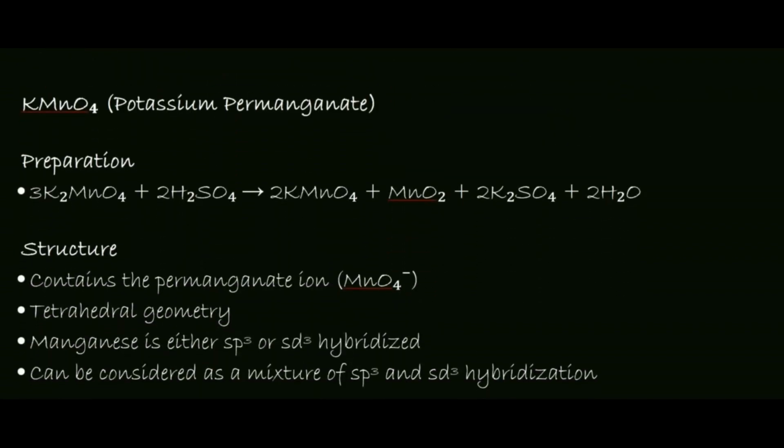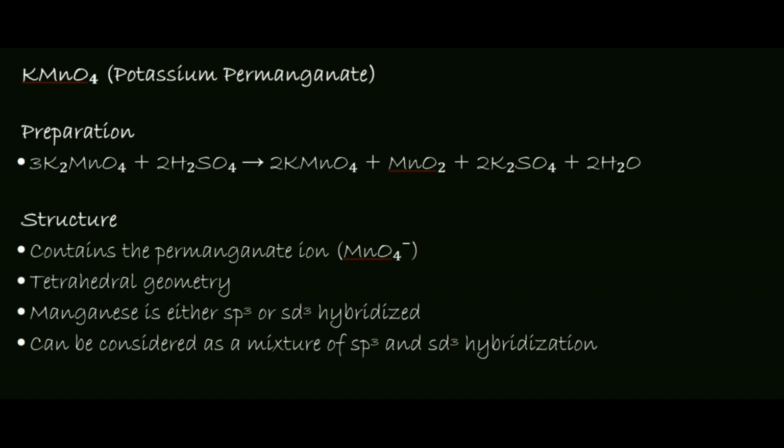Then permanganate. Permanganate has the +7 oxidation state for manganese. It can be prepared by treating K2MnO4 with H2SO4. And the structure of permanganate is again tetrahedral, MnO4 minus. Okay, and it is either sp3 or d3s. D3s, I told you in coordination complexes, is tetrahedral. It can be considered as a mixture of sp3 and d3s.